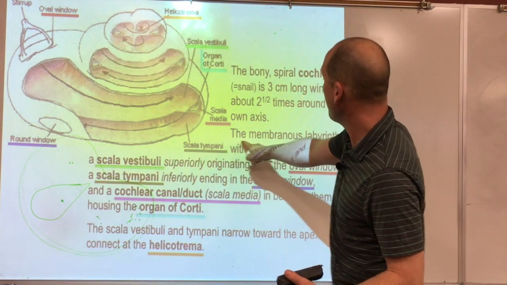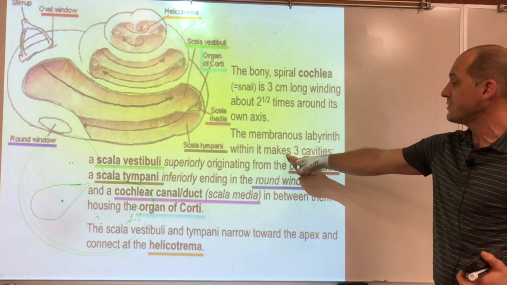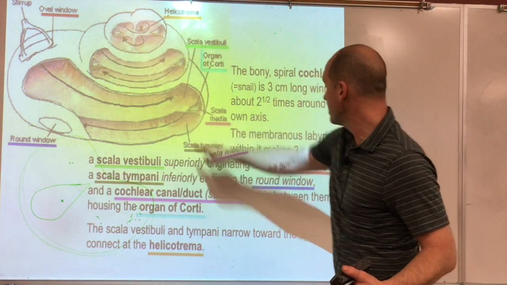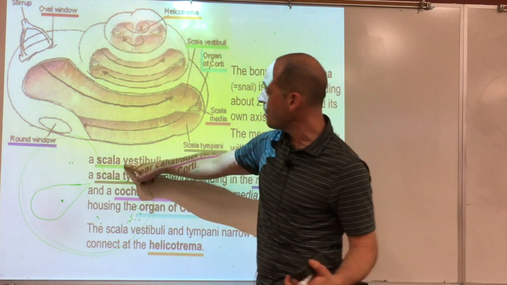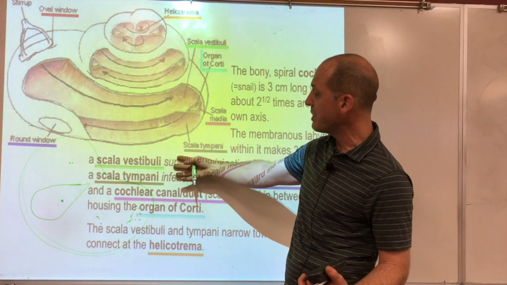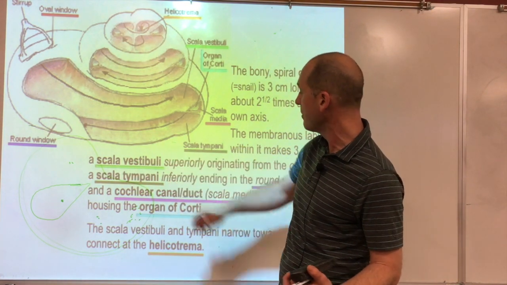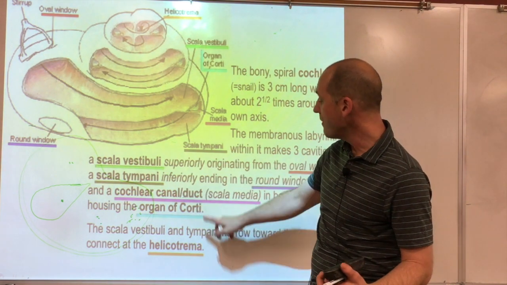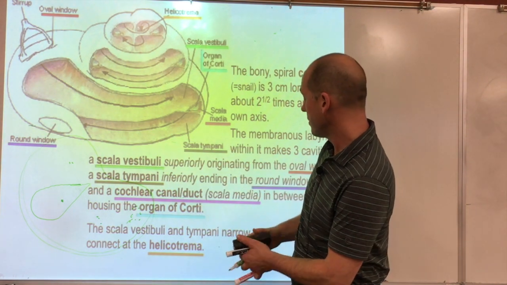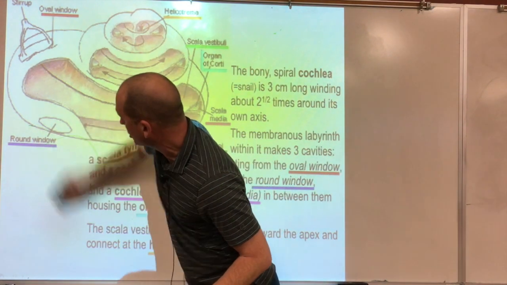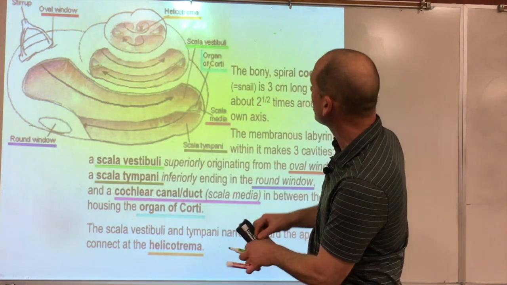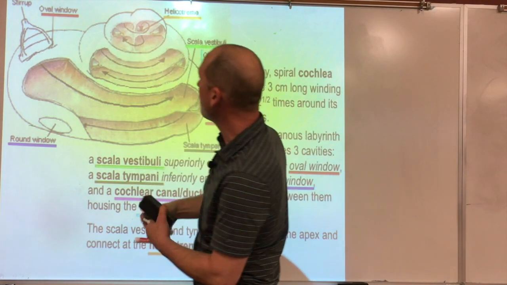The membranous labyrinth, within that bony labyrinth, makes 3 cavities. We have a cavity on top, they call it the vestibuli, don't need to memorize that. We have a cavity on the bottom, they call it the scala tympani. But we have an inside structure then too. So the scala vestibuli is the top one.